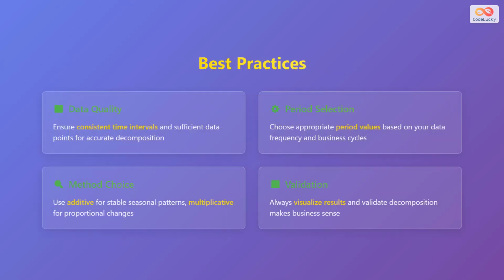Following best practices ensures accurate and meaningful seasonal decomposition results. Data quality is fundamental. Ensure your time series has consistent intervals without gaps and sufficient data points, typically at least 2 full seasonal cycles. Period selection requires understanding your business cycles and data frequency. Choose period values that match your known seasonal patterns, such as 7 for daily data with weekly patterns or 12 for monthly data with yearly cycles.